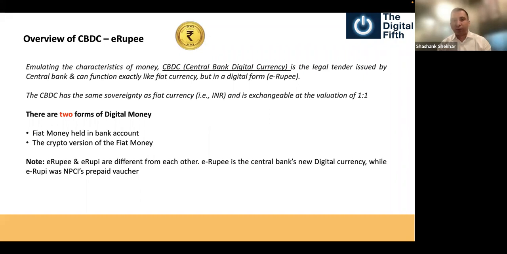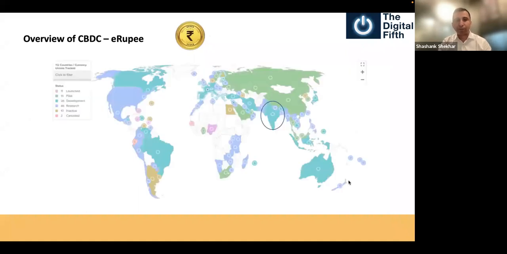There are typically two forms of digital money. One is the physical currency that is currently in the market, and in the digital form, one is the fiat money held in your bank account, which you use in today's balance for all the digital payments that you do. And the second is the crypto version, or the digital version of the fiat money being held with the central bank. That is probably the agenda of the central bank digital currency.